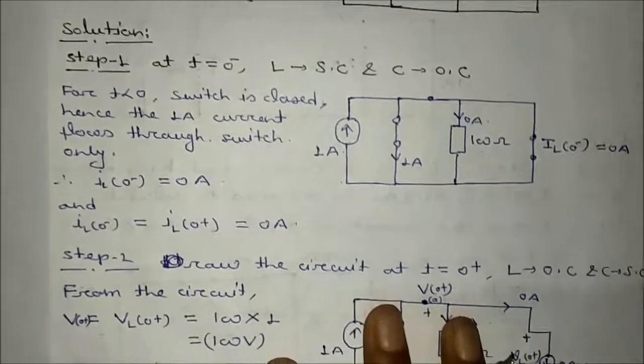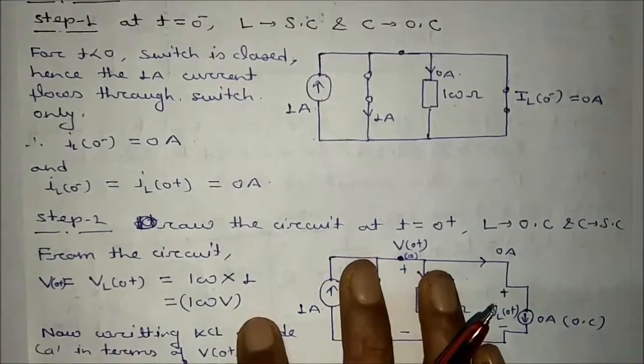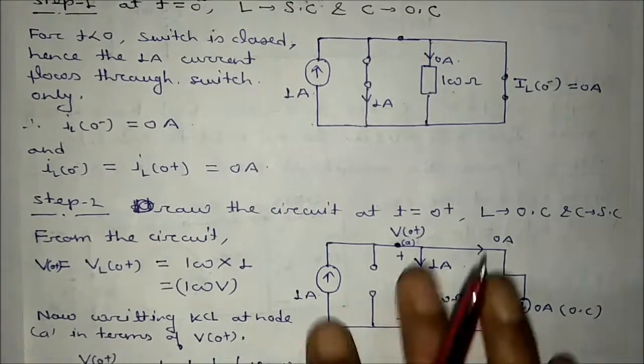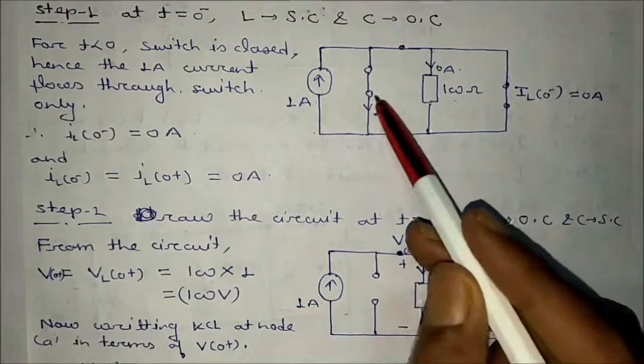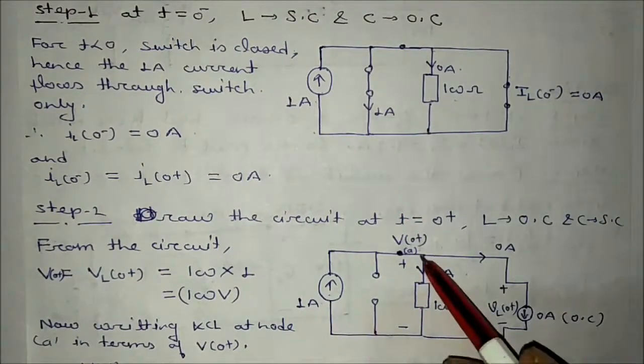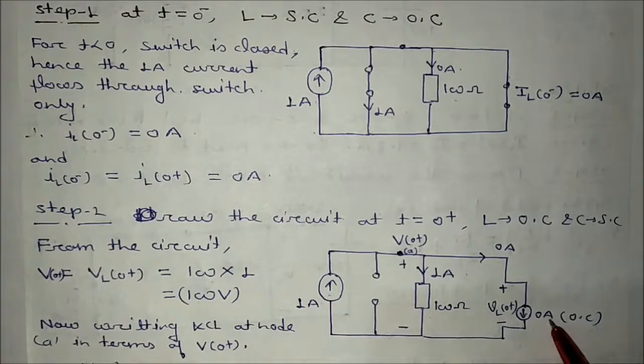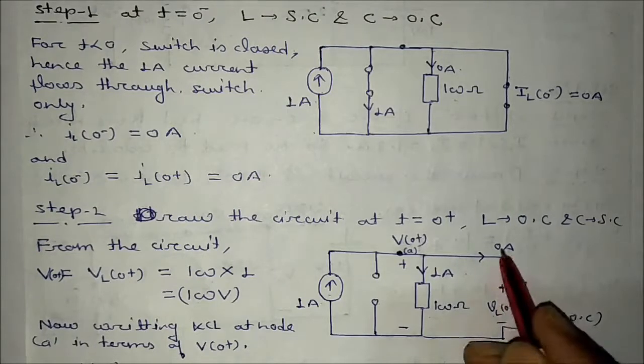Now draw the circuit at t equal to 0 plus. L is open circuited, C is short circuited. L is replaced with a current source with open circuit, and C is replaced with a voltage source with short circuit. The circuit will look like this: the switch is now open, this is 1 ampere, this is 100 ohm. We replace this inductor with a current source of value 0 ampere, which means an open circuit. This will be VL0 plus.